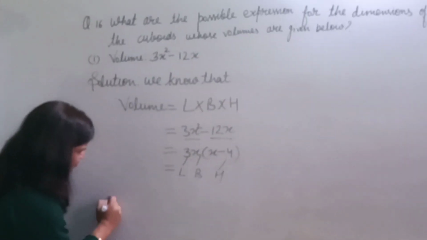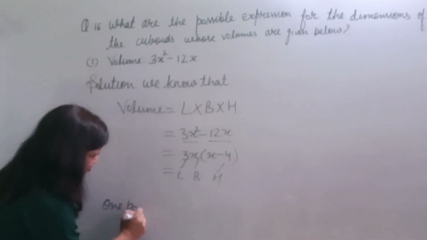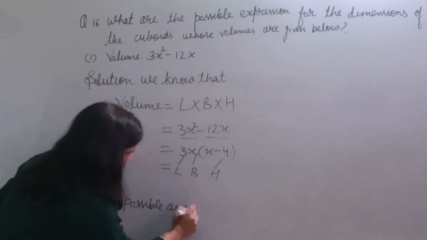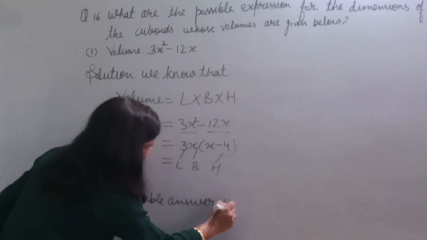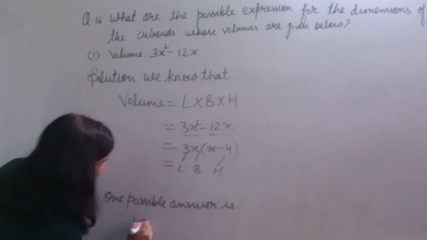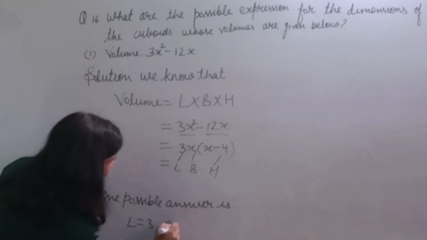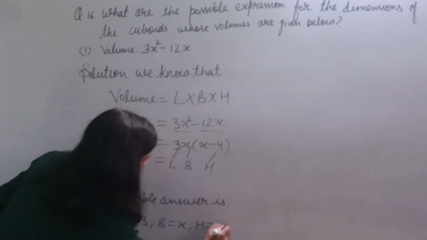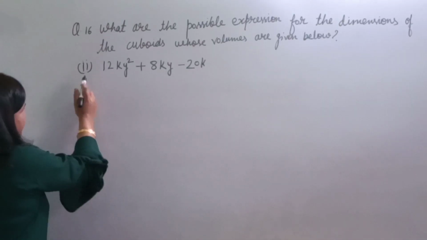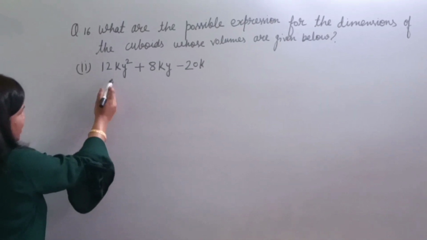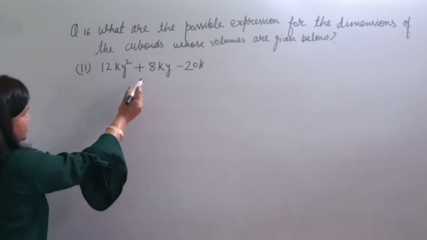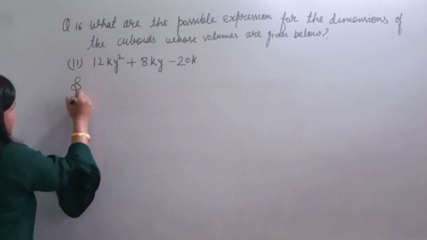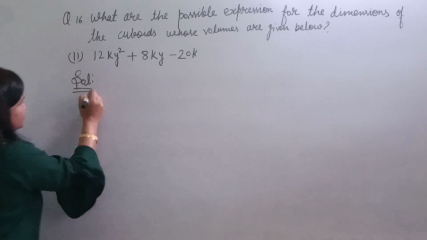So one possible answer is length is equal to 3, breadth is equal to x, and height is equal to x minus 4. Now our second part is 12k y square plus 8k y minus 20k. Now we will start the solution.